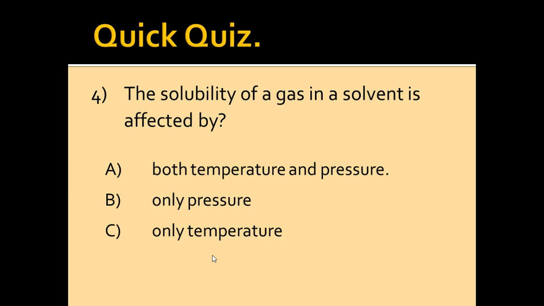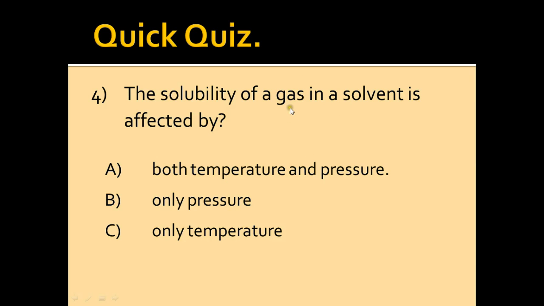Solubility of a gas in a solvent is affected by: A. Both temperature and pressure. B. Only pressure. C. Only temperature. Remember this is a gas we're talking about, so just think about a soda. Where do we store sodas? We usually store sodas in refrigerators after you open it, and we don't want to stir or shake a soda, and also soda bottles are pressurized, because that's why when you open a soda bottle you have to let out that gas.